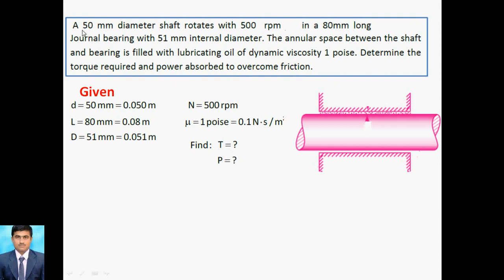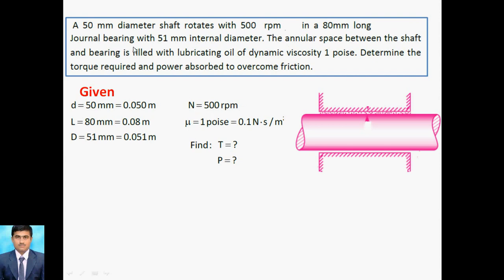So first of all, we read this example. A 50 mm diameter shaft. So this shaft diameter is 50 mm. We imagine it rotating at 500 rpm, and it is 80 mm long. So the length is given to you, that is capital L. Small d is given to you, 50 mm. And speed, that is N, is given, 500 rpm, revolutions per minute.